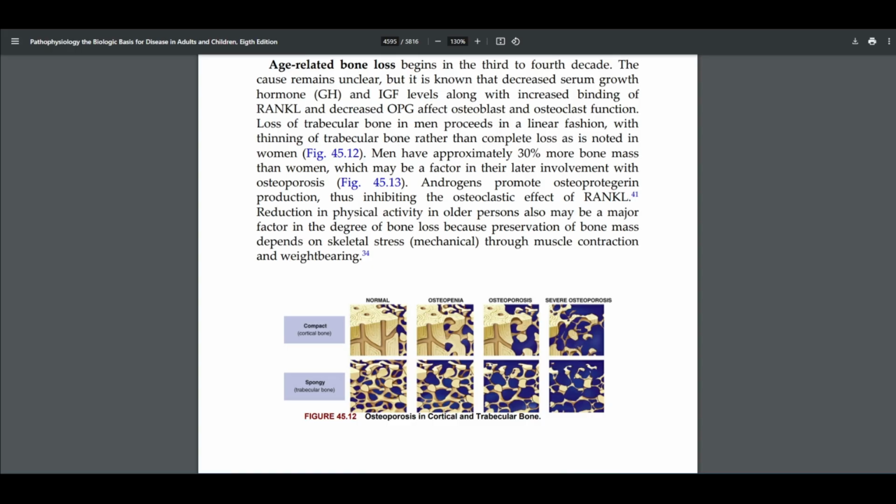Androgens promote osteoprotegerin production, thus inhibiting the osteoclastic effects of RANKL. Reduction in physical activity in older persons also may be a major factor in the degree of bone loss, because preservation of bone mass depends on skeletal stress through muscle contraction and weight bearing.